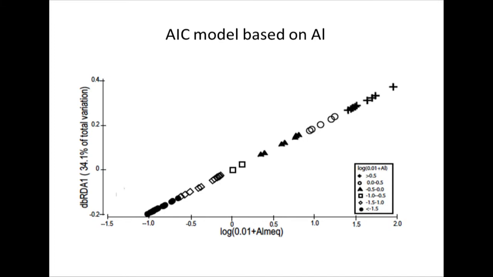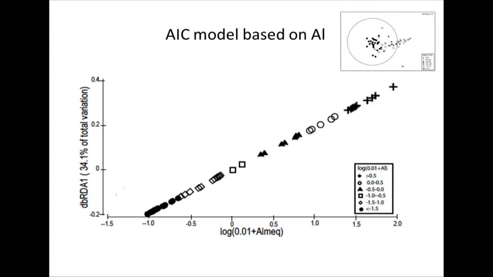If you look here on the y-axis, you see the 34.1%. That means that with this model alone, I'm able to explain 34.1% of the variation in this spatial representation of the community structure. That's a third. And it's a straight line, so basically it's just lining them up based on aluminum concentrations. I'm kind of missing the actual breadth, the depth of the spatial distribution.